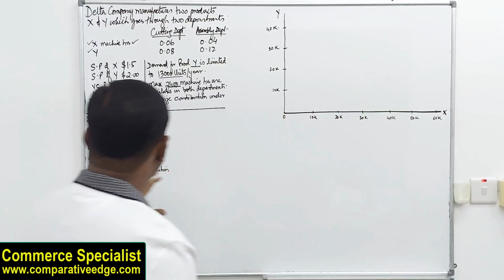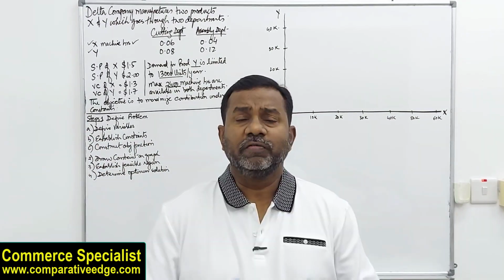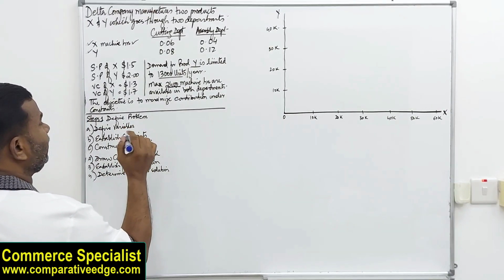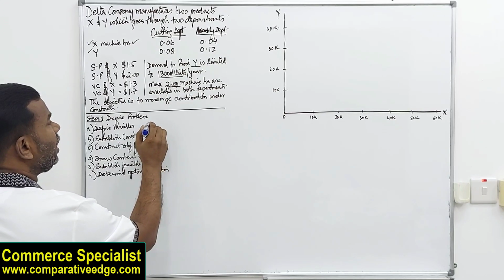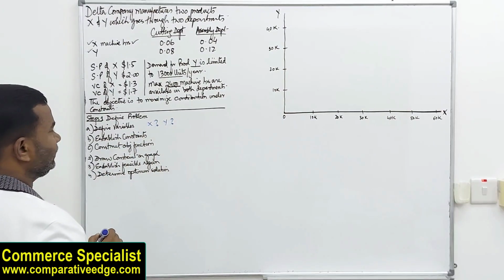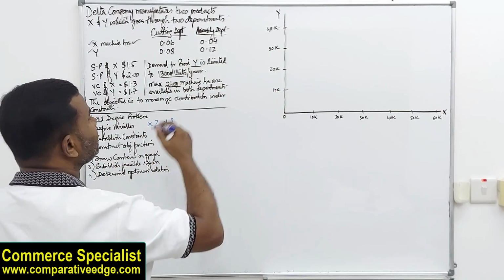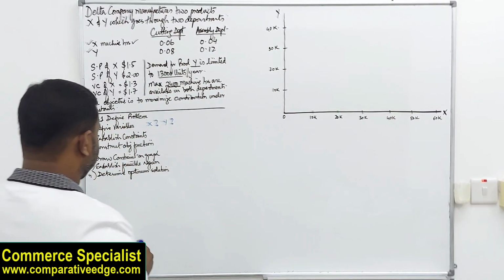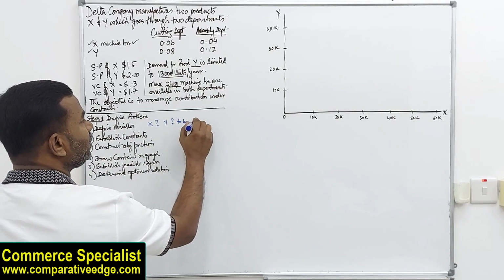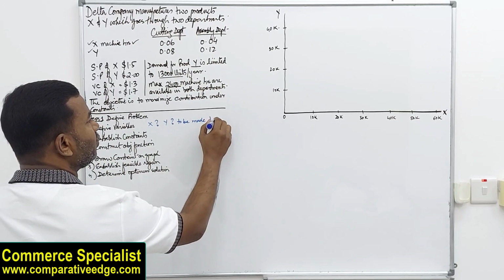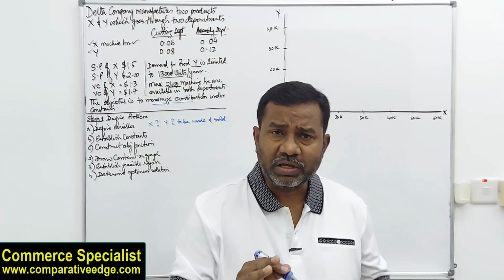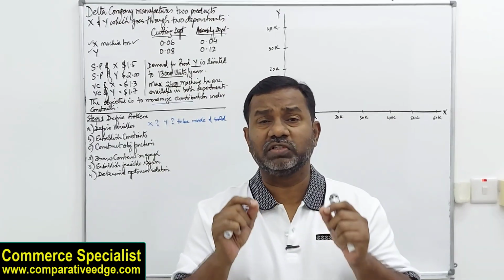The very first step is to define the problem. When we're talking about defining the problem, we need to first understand what the variables are. So we are talking about how much of product X and Y to be produced so that we can maximize contribution, meaning maximize profitability. How much of product X and Y to be made and sold in order to maximize contribution. The second step, which is very important here, is to establish constraints.